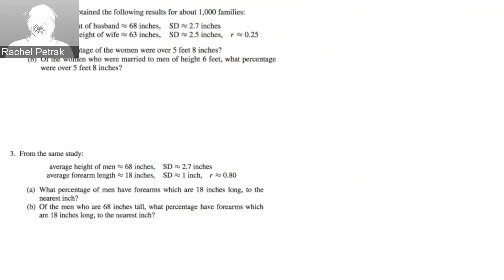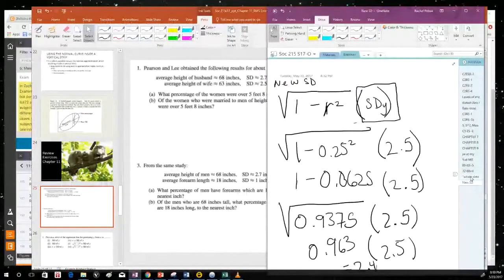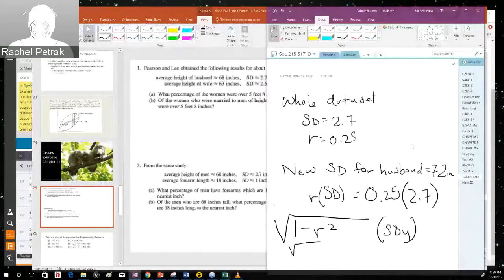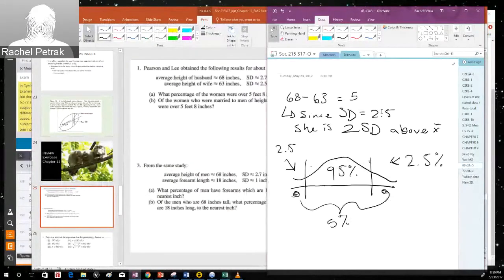Let's finish number 1. To recap, we obtained the percentage of women who were over 5 feet 8 inches by using the standard deviation method to figure out the standard score for women with a height of 68 inches. And once we have their standard score, which is a z-score, we could get the proportion of the distribution that would be above that z-score. It was about 2.5%.